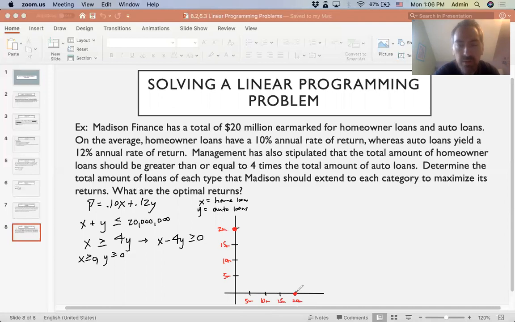Right, there's our x-intercept. We'll draw a line through these 2 points. Okay, then we'll do the same thing for the second inequality.